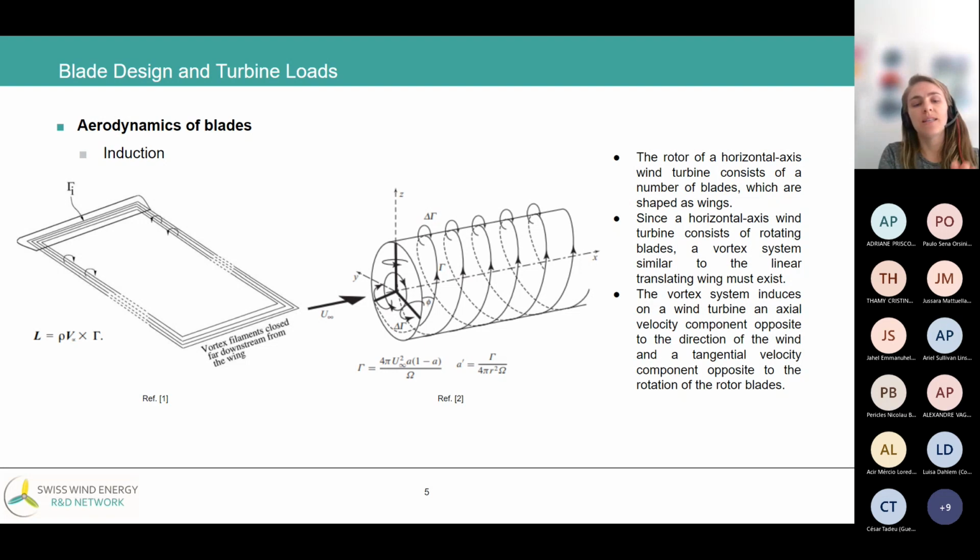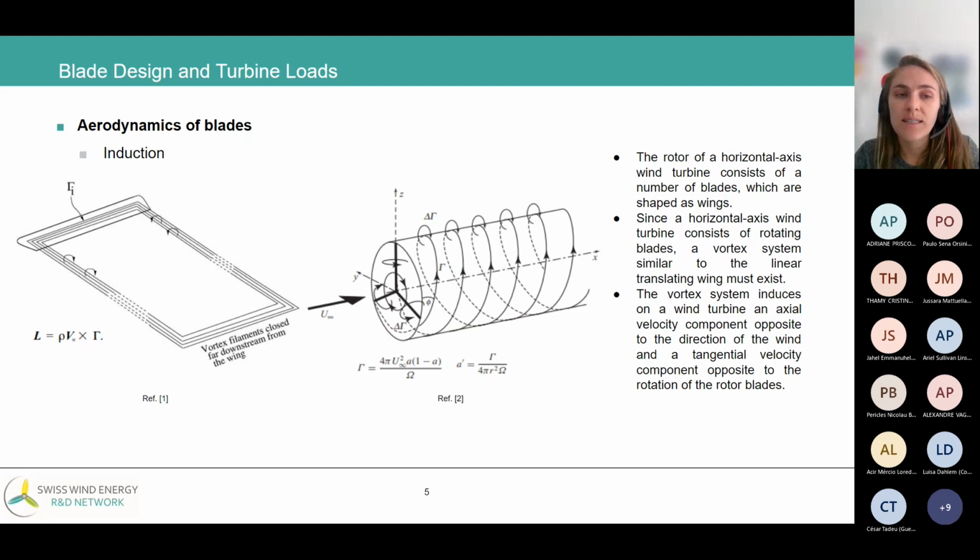So imagine that the wind is flowing, then we have the turbine here, then the wind speed after the turbine will be reduced, but at the same time, a tangential wind speed will be introduced to the flow. And these two components we call the axial induction and the angular induction.